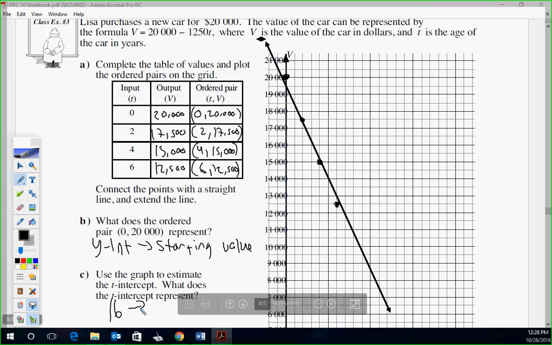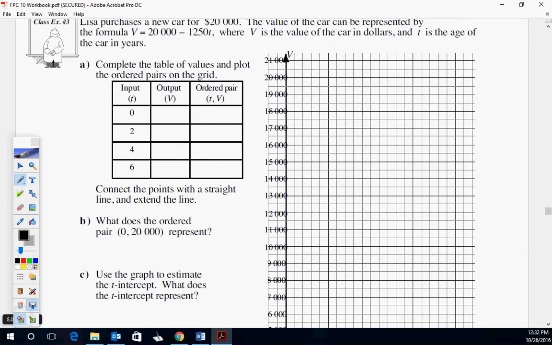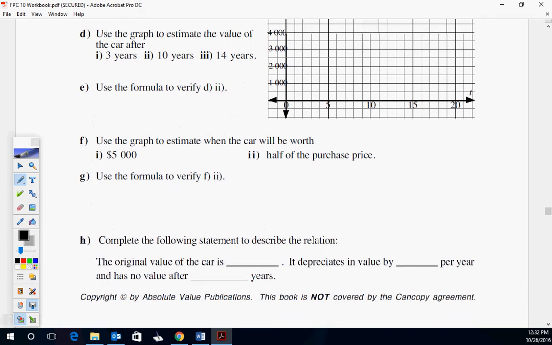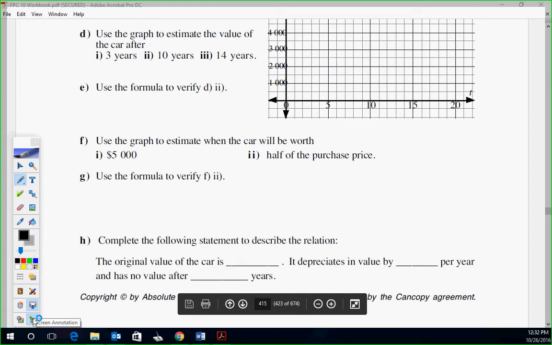What does that mean? Attaboy. In 16 years, it is worthless. Your car has no value in 16 years. Yeah, some, but according to the linear chart, we're going to say none. Sometimes that does happen. Your car gets so old that you have to pay to get it removed.